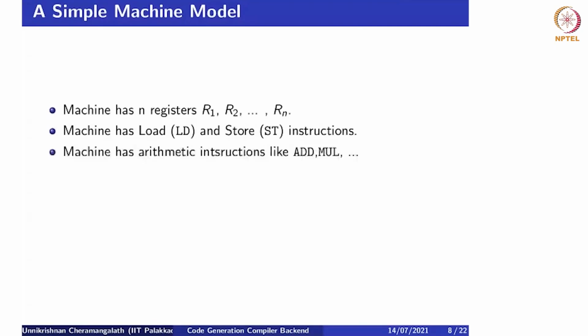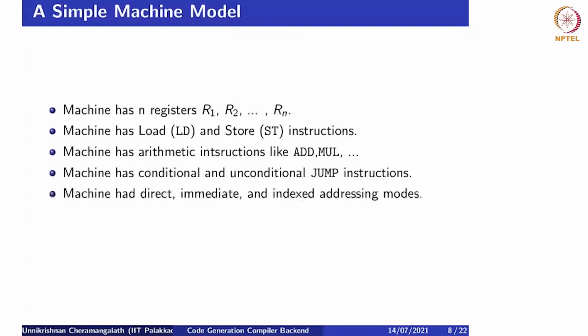The machine has arithmetic instructions like add, mul, etc. And it has conditional and unconditional jump instructions. So the machine has direct, immediate, and indexed addressing modes. This is not that important, but the first parts like registers, load, store, arithmetic, and conditional instructions are important for this lecture. And this machine model will be assumed for the coming slides. Hope it's clear.